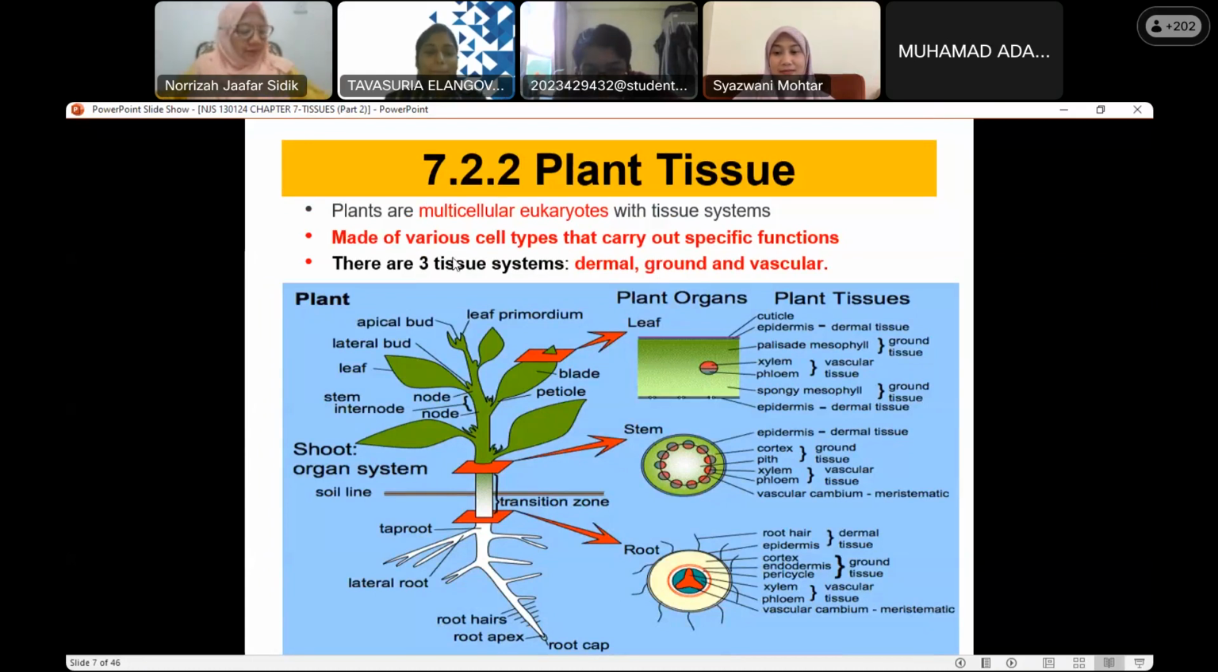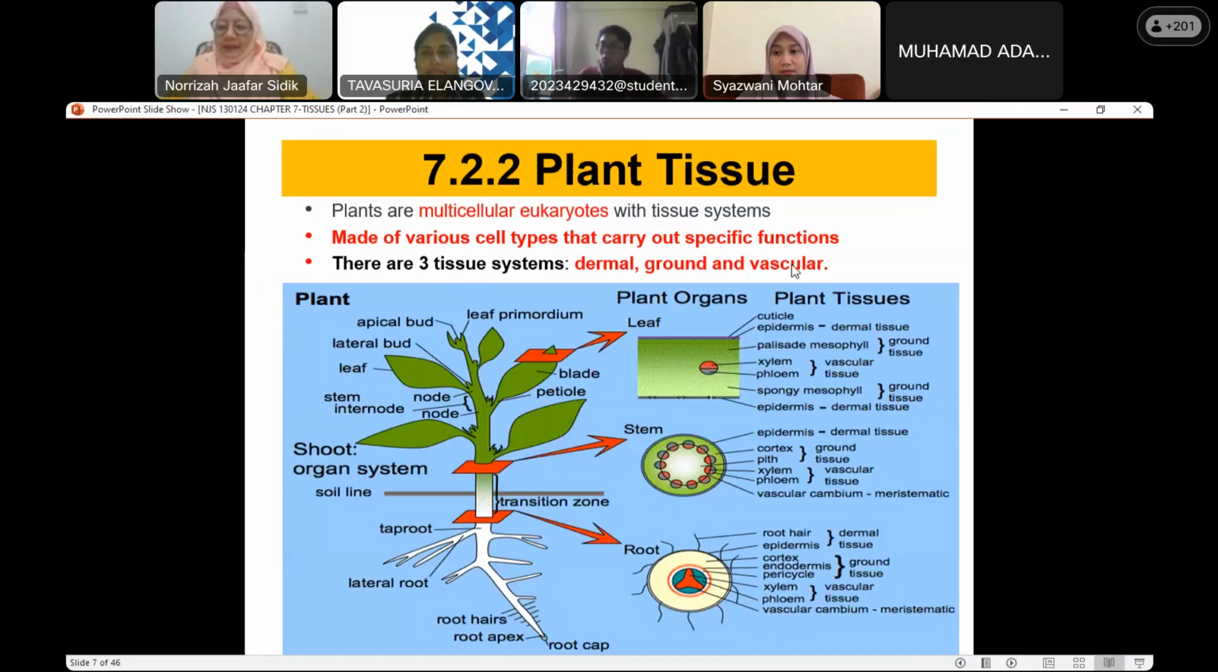So plants are multicellular eukaryotes. Multicellular meaning that they have many types of cells. Eukaryotes, the plant consists of cells that possess a clearly defined nucleus, so it has a nuclear membrane that surrounds the nucleus. And there are three tissue systems: one is the dermal, second ground, and the vascular.